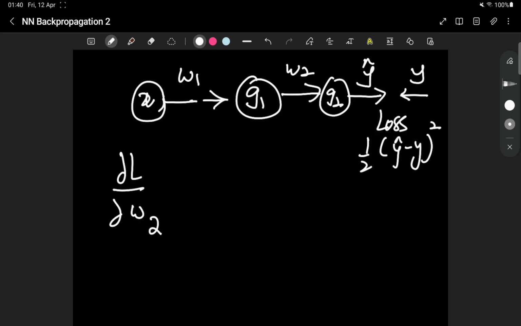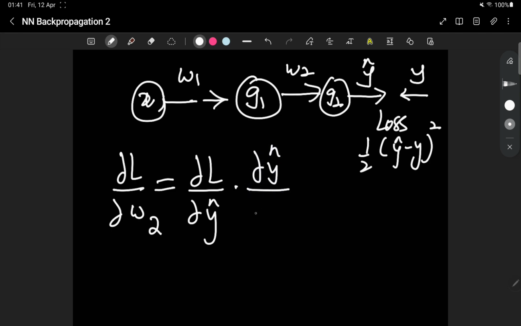So how do you actually find this derivative? This derivative is calculated through backpropagation. The first thing you have to do is take the derivative of the loss function with respect to Y hat, which is the output of the network. So L with respect to Y hat, and then you take the partial derivative of Y hat with respect to the input that is actually coming into the node G2.